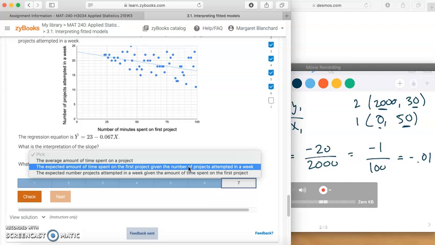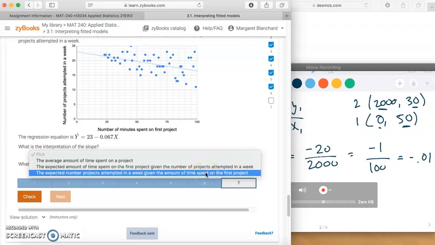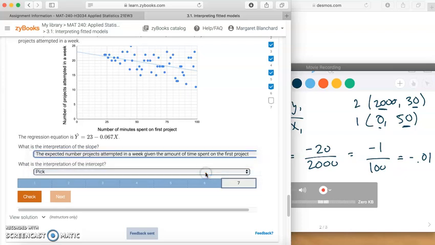The expected amount of time spent on the first project given the number of projects attempted in a week. That would only be the case if the x and y were reversed. That doesn't make any sense here. And then it says the expected number of projects attempted in a week given the amount of time spent on the first project. Well, that makes much more sense. So it's telling us that as this decreases, that's what we would expect based on that time from the first project.